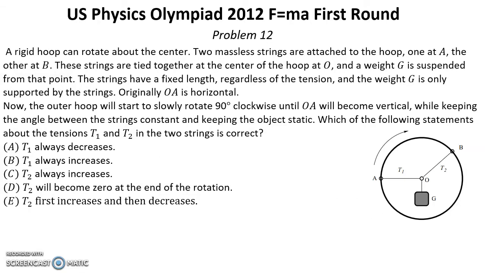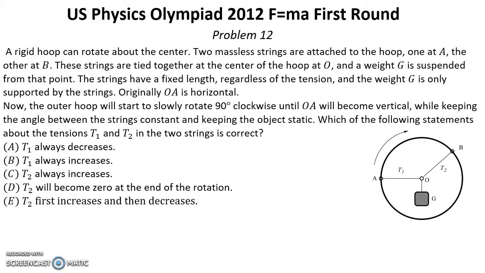US Physics Olympiad, year 2012, F equal MA, first round. Problem number 12. Solution for this problem you can find below this video in the reference of the description. A rigid hoop can rotate about the center. Two massless strings are attached to the hoop, one at A, the other at B.